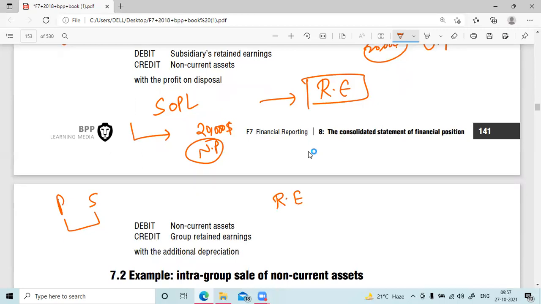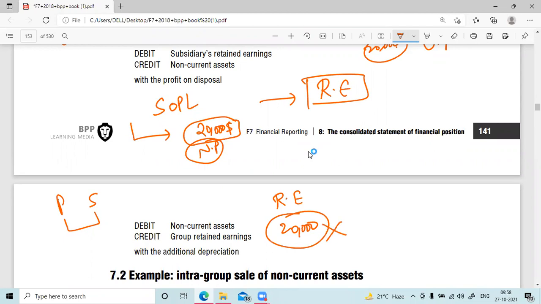This 20,000 profit was created in what transaction? When the parent sold the land to the subsidiary. Correct or wrong? Intra-group. Yes, sir. Intra-group. And this 20,000 profit is already there in the retained earnings. So you need to remove this 20,000 from retained earnings. That is one treatment.